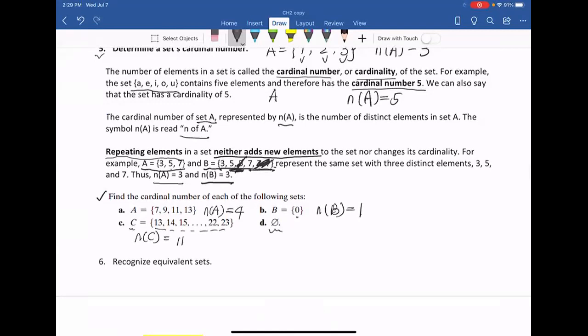And how about the empty set? The cardinal number is 0 because there's no element. We're looking for elements, but this is an empty set. No elements means the cardinal number is 0.